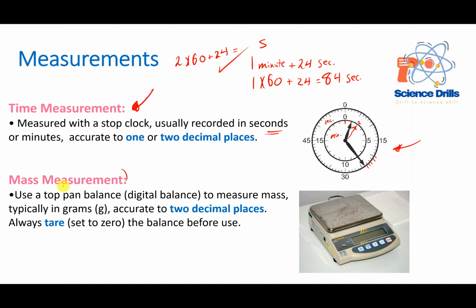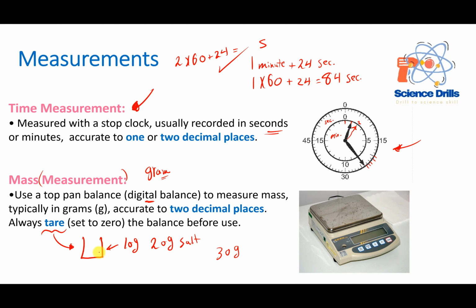Then the mass measurement. In the mass measurement, we use gram, and we use a balance or the digital balance because they give accurate measurement of the mass. But here there is a very important point, which is tare. Tare means you ignore or you subtract the mass of the container. For example, if I have a beaker which measures 10 grams, and I have a sample which is 20 grams, for example, of salt or sugar, now when I put this on the balance, the reading will be 30 grams.